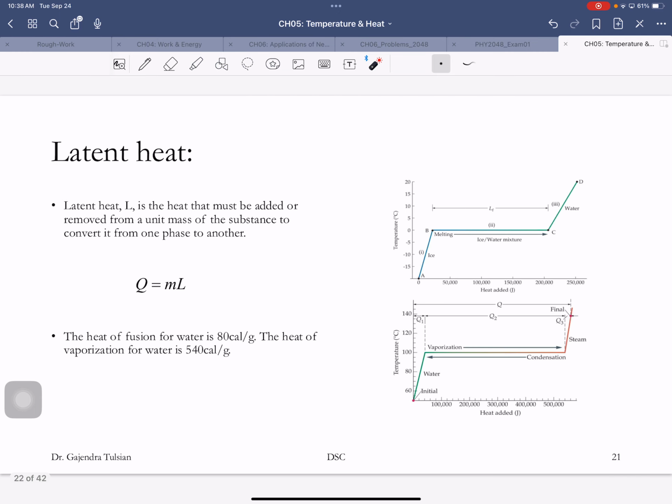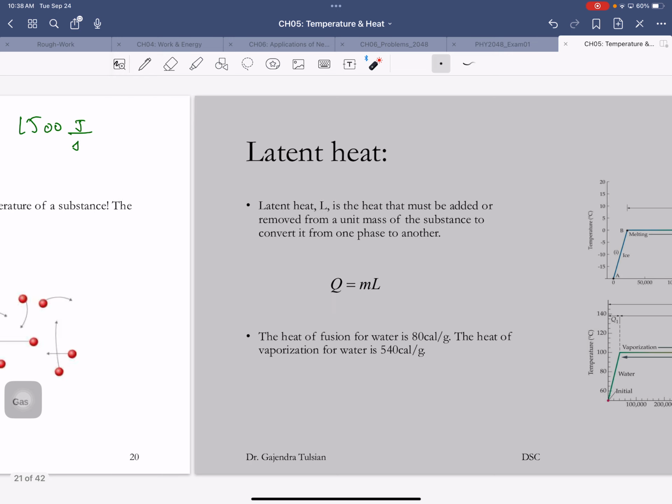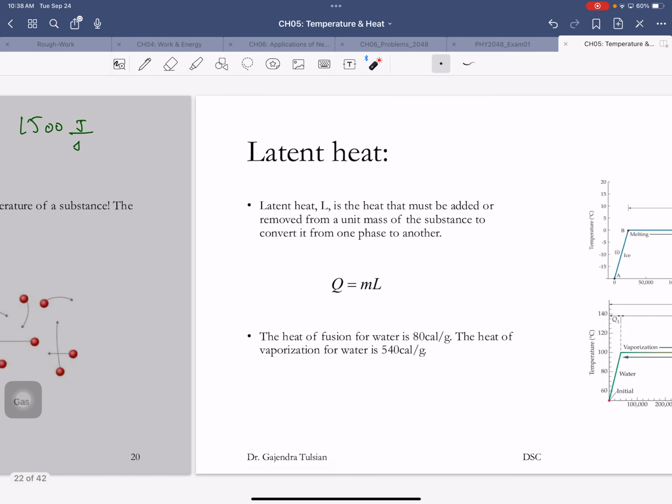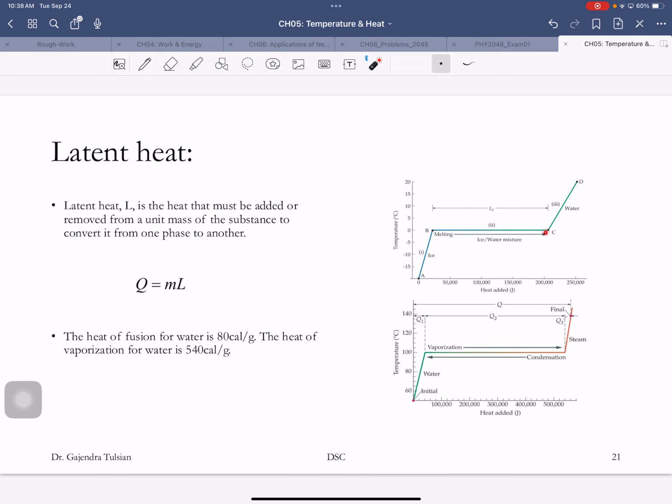So a similar phenomenon happens when, so here is ice. You're adding heat, the temperature is rising, and once ice starts melting at 0 degrees Celsius, the temperature remains constant, and all the heat added went into breaking these bonds. Okay? And once all the ice is melted, now you can raise the temperature of water.